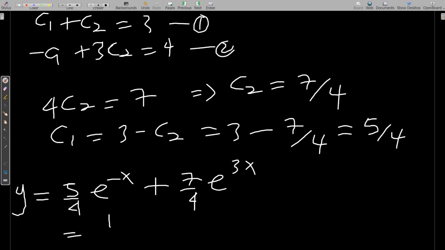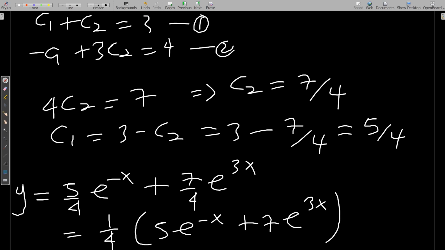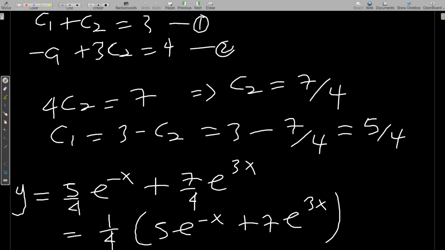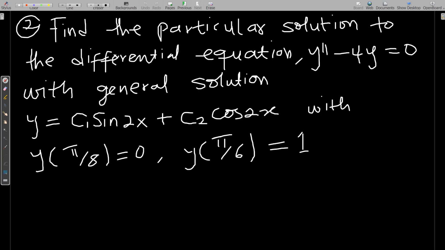And in fact, this is equal to 1 over 4 into 5 e to the negative x plus 7 e to the 3x. There is a particular solution from an initial value problem, okay? So I hope you get this. So in solving differential equations, we'll get to a point where we get a general solution given, and we use the conditions to solve them. So I'm just going through with you how you do that.